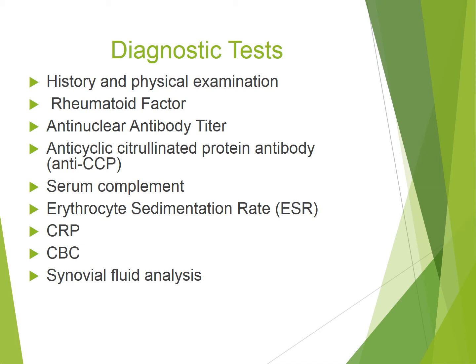1572. So the higher the levels of this antibody, the more likely the patient has rheumatoid arthritis. So this is more specific to rheumatoid than the ANA, okay? Because the ANA is found in other disease processes.